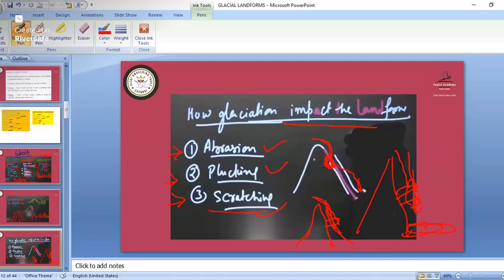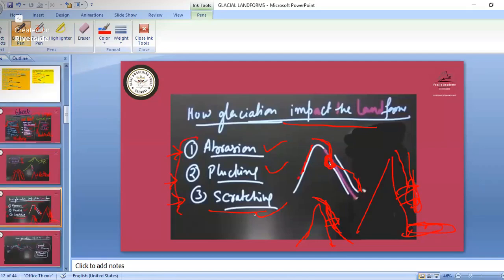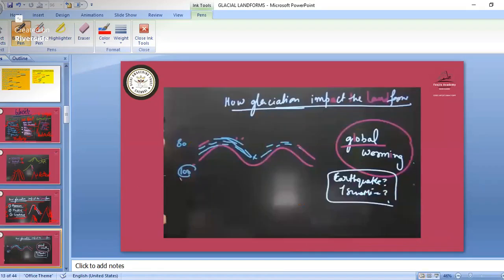Now, how does scratching take place? Suppose if a glacier is there, if some ice caps are there, so what is happening? When it is moving down, it is scratching some particles from here. So there we have the scratching process. So because of these processes, we have the formation of glacial landforms.